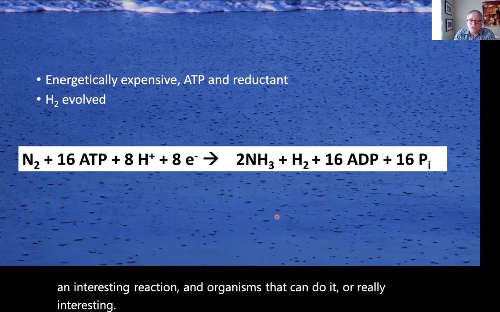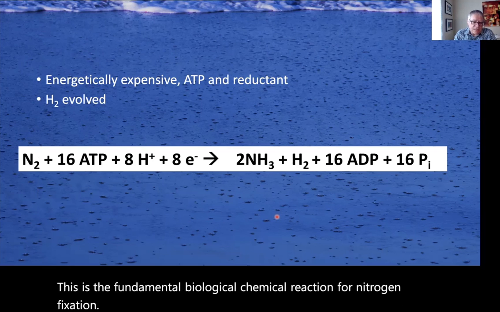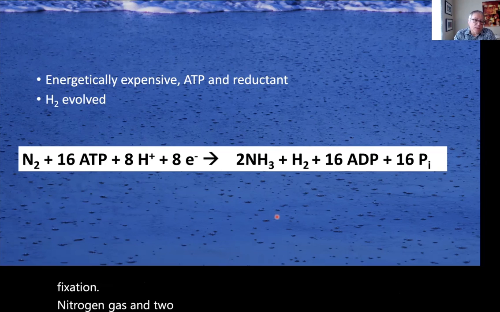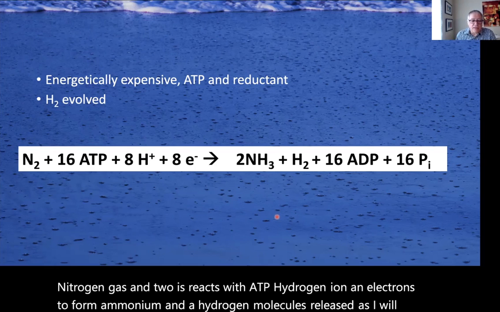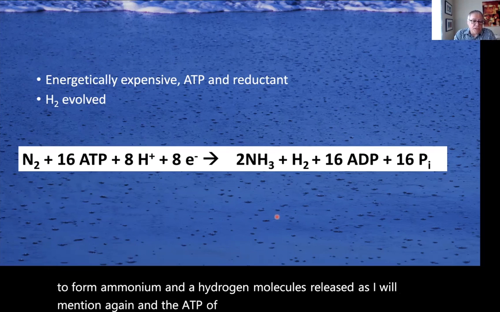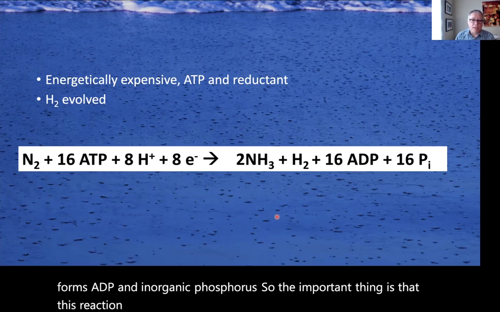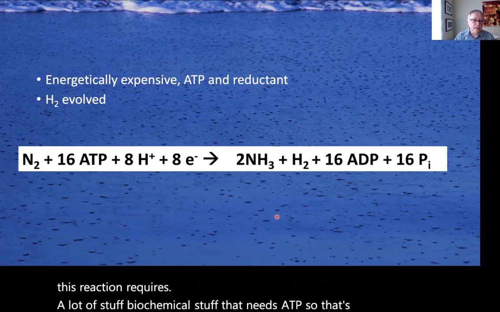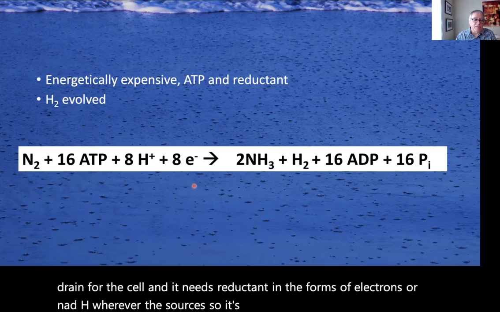This is the fundamental biological chemical reaction for nitrogen fixation. Nitrogen gas, N2, reacts with ATP, hydrogen ion, and electrons to form ammonia, and a hydrogen molecule is released, as I will mention again. And the ATP, of course, is the energy used, and forms ADP and inorganic phosphorus. So the important thing is that this reaction requires a lot of biochemical stuff. It needs ATP, so that's an energy drain for the cell, and it needs reductant in the form of electrons, or NADH, wherever the source is. So it's energetically for the cell a rather expensive process.